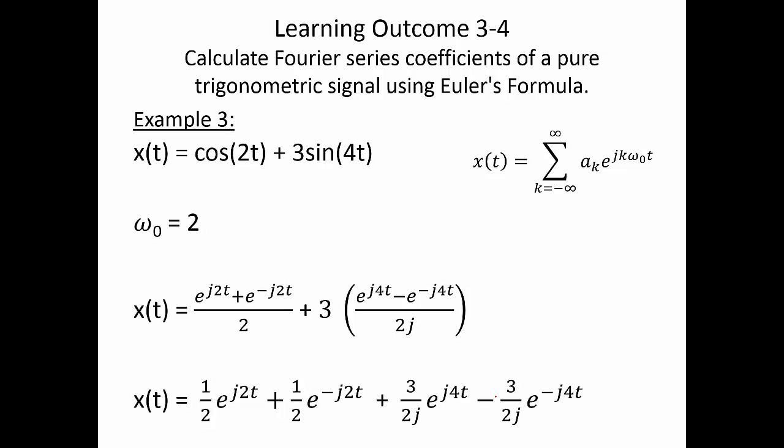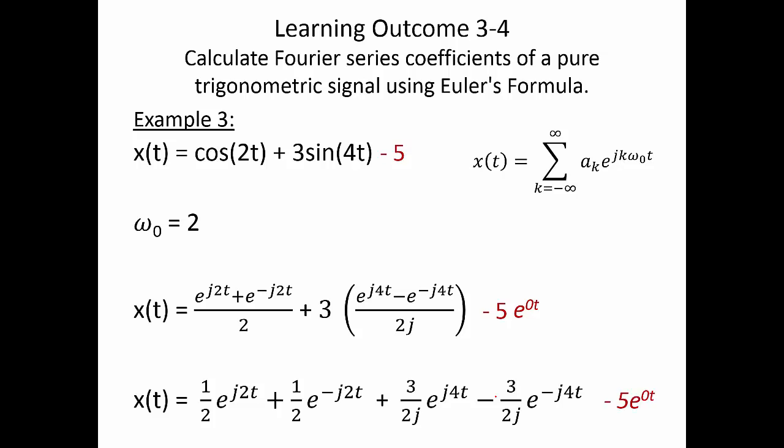Now let's take that example and add a term to it, minus 5. How do we deal with constants? Well, we can't exactly use Euler's, but we do still have that x of t has to include that negative 5. We do know that that's the same thing as negative 5 times the exponential e to the 0t. Here, our k times omega 0 is 0. That means that our k value is 0.